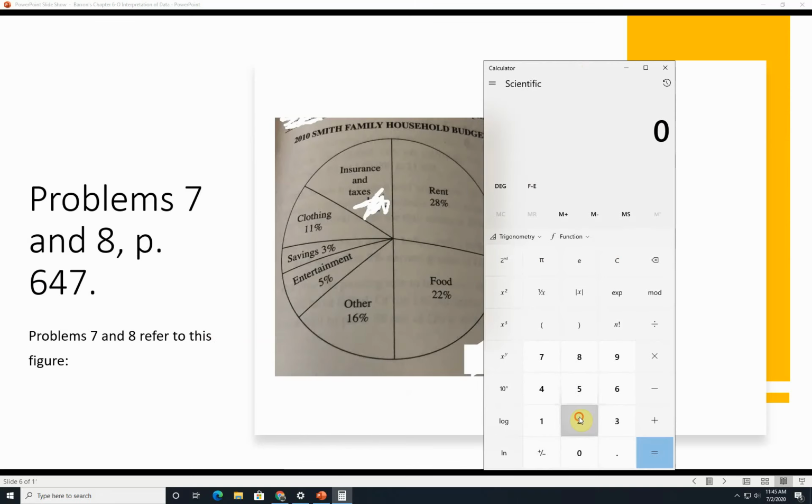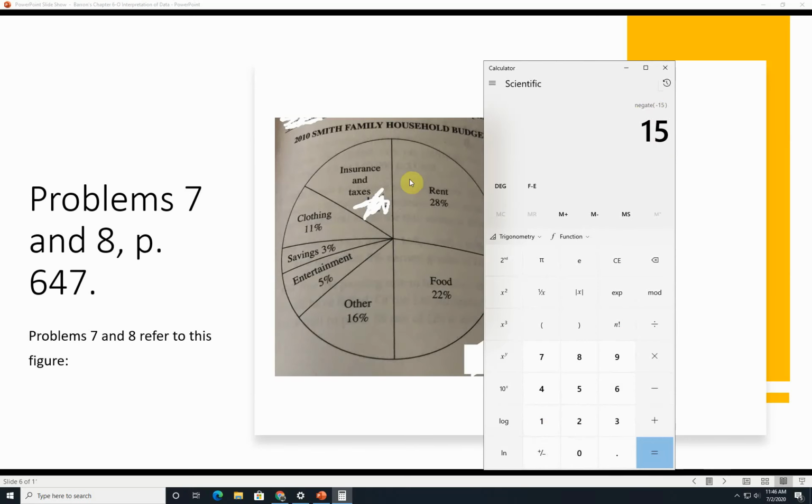So we're going to go, okay, 28 plus 22. Pretty sure that's 50. Yep, plus 16. Boom. Plus 5. Plus 3. Plus 11. Okay, so that's 85. Okay, so we know 100 minus 85 is 15. If you don't, hey, we can just subtract 100. We get minus 15. Just change that to a positive.